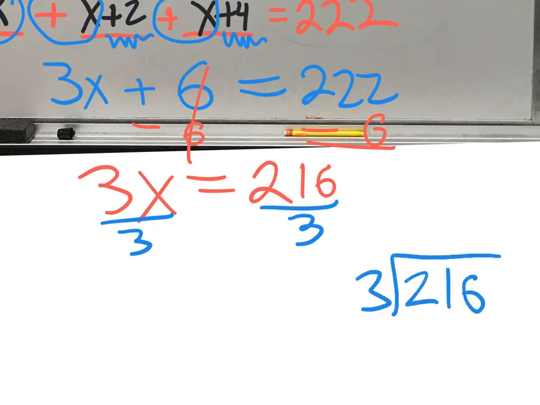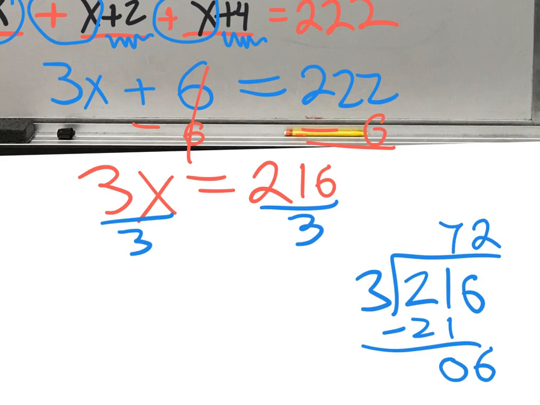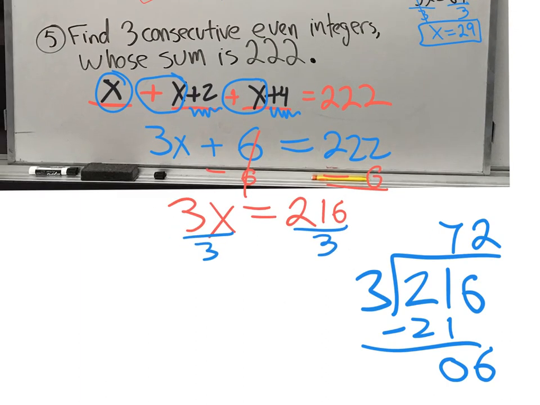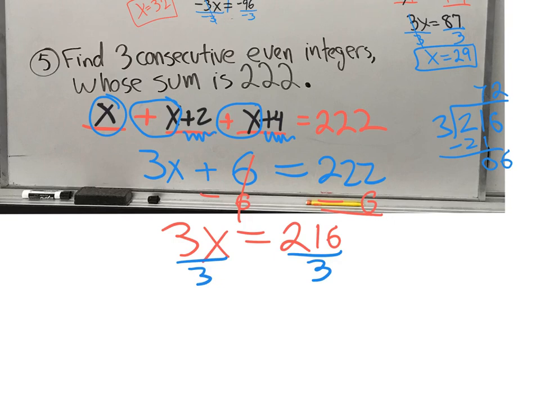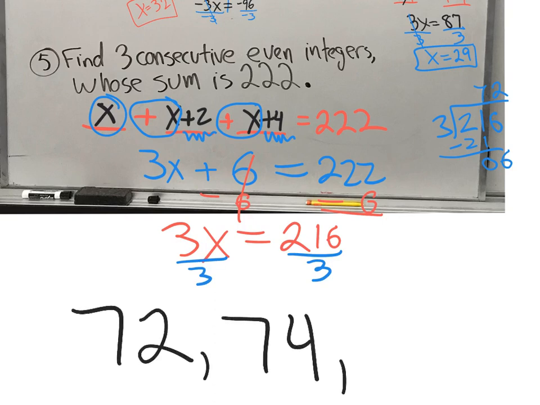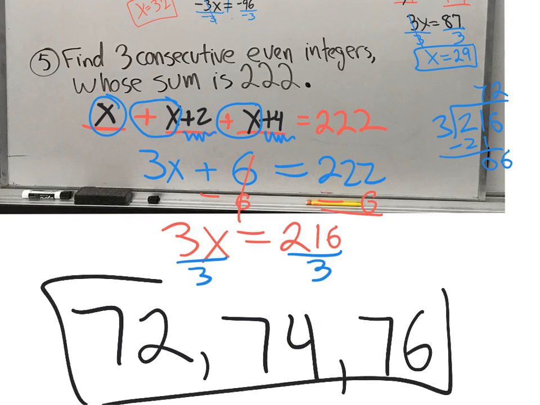3 goes into 21 7 times. Remainder of 0, bring down the 6. 3 goes into 6 2 times. So we have an answer, but we need all 3 numbers because it says find 3 consecutive even integers. So what are the 3 consecutive even integers? Anybody? 72, 74, 76. Those are the 3 consecutive even numbers who combine together, add up, who sum up to be 222.